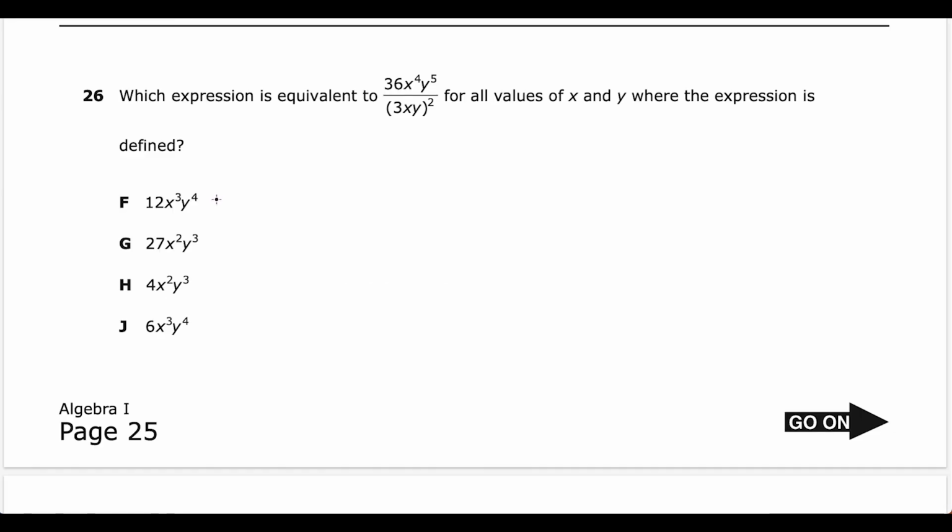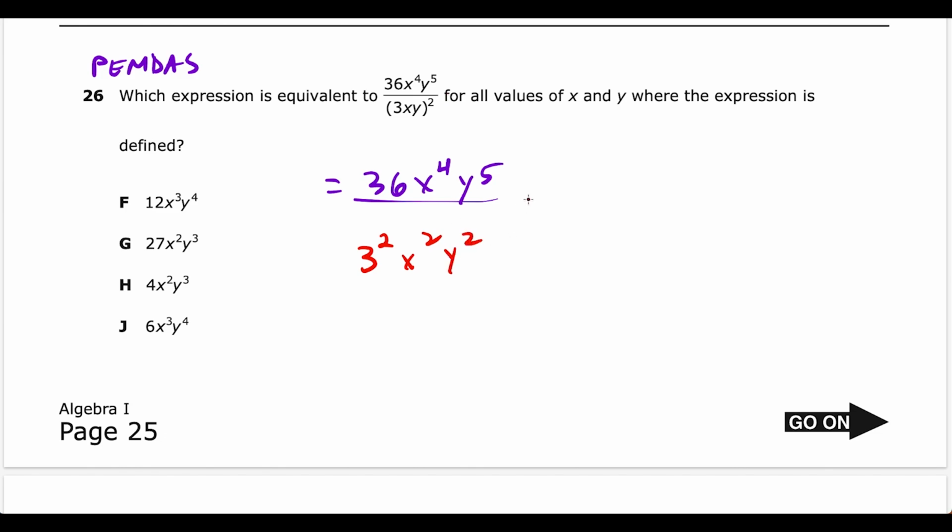So question 26 is algebra, and we need to know our order of operations here. Before we do any division here, we should take care of parentheses exponents first. So I would leave everything alone on top. But on bottom, notice we have parentheses exponents. So using the rule from earlier, we're going to take whatever's in parentheses and raise each term individually to the second power. So we'd have 3 to the second times x to the second times y to the second.